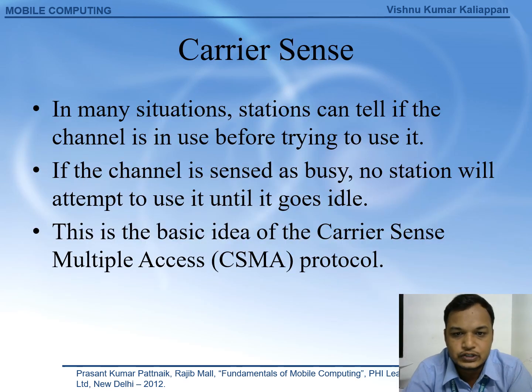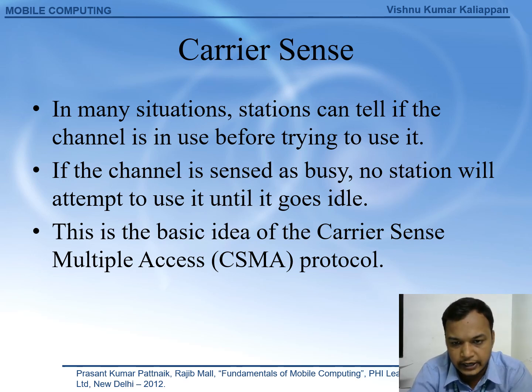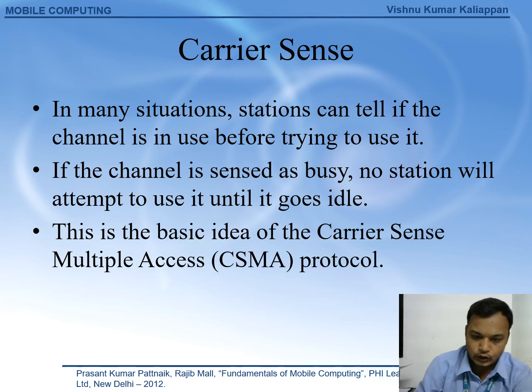Carrier sense. In many situations, stations can tell if the channel is in use before trying to use it. If the transmission medium is busy, it cannot send the data, and there is a possibility for the occurrence of collisions. In order to avoid the collisions, we sense the medium to see whether it is available or not. If the channel is sensed as busy, no station will attempt to use it until it goes idle. If the medium is occupied by some other transmission, we have to wait for our turn. So we send some signal and try to identify whether the medium is available or not. This is the basic idea of the carrier sense multiple access protocol.